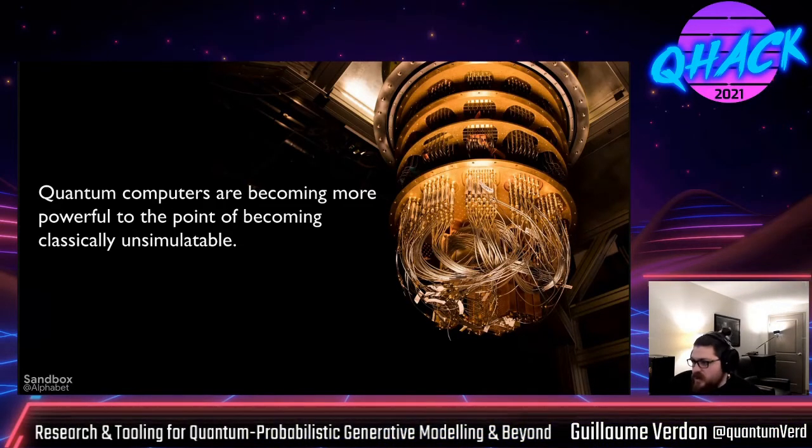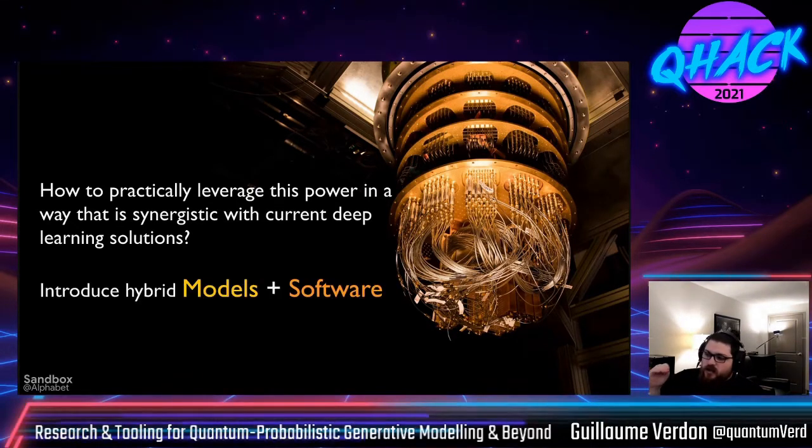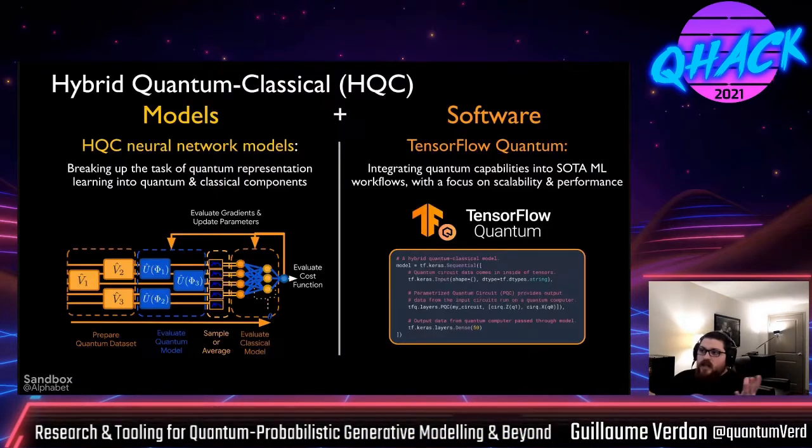As I mentioned, quantum computers are becoming powerful enough to be unsimulatable, and we want to leverage this power synergistically with deep learning. So the solution, at least in our approach, is to innovate in creating hybrid models and ways to train them, and software for these hybrid models. So you have hybrid quantum classical models and hybrid quantum classical software. You've all heard of hybrid models during this event, which is exceptional. Usually at most conferences there are not as many QML focused speakers, so it's wonderful. I don't have to introduce all these concepts from scratch.